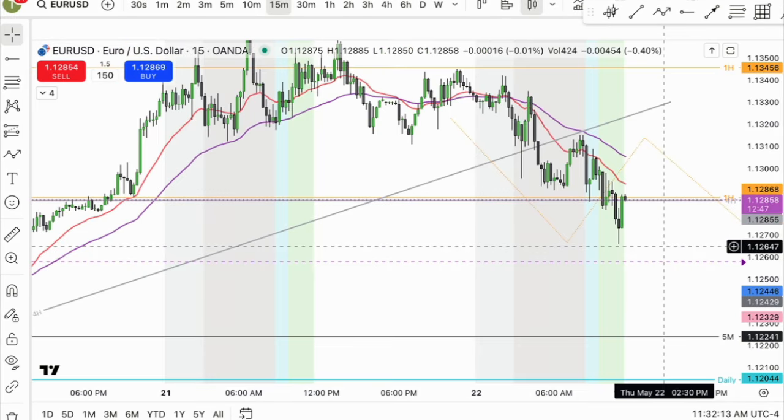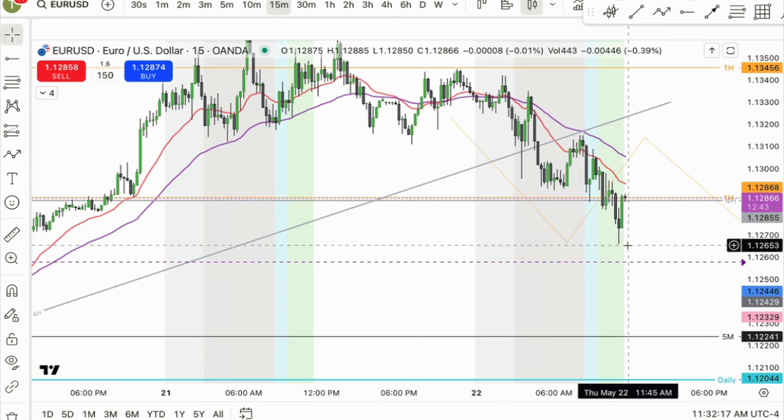Okay, so we're taking a look at our trade again, and we can see that price came almost to our level that we had an alert at, and then it decided to reverse.